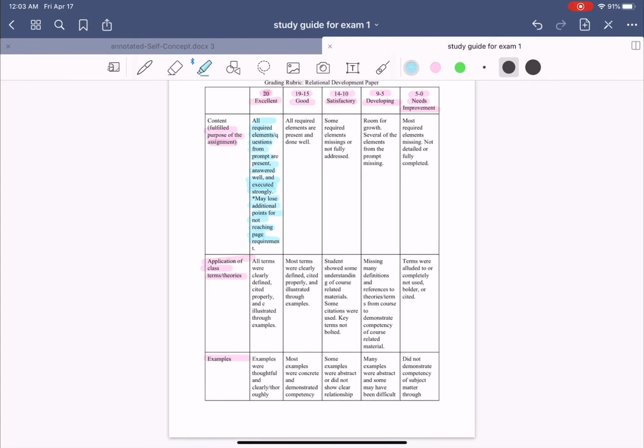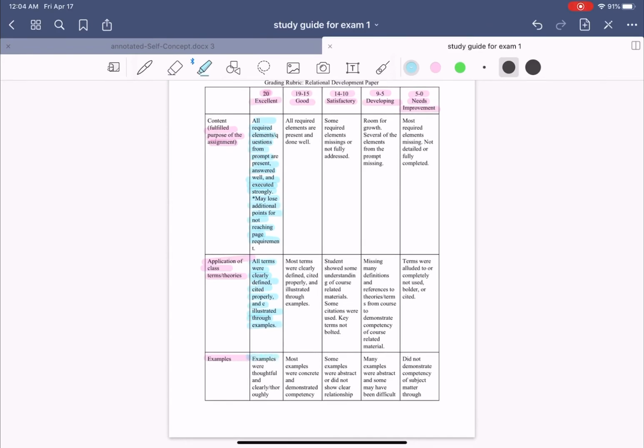Application of class terms and theories. So in total, right, you have 4 concepts. 4 concepts should be bolded. 4 concepts should be defined. There should at least be 4 in-text citations, one for each concept, right? So if you do all of that, all terms were clearly defined, cited properly, and illustrated through examples, bada bing, bada boom. You get a whole 20 points.